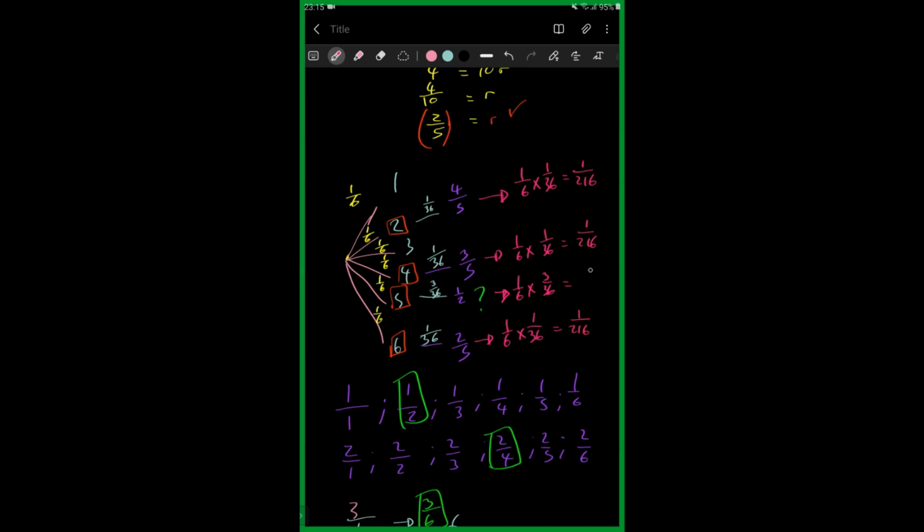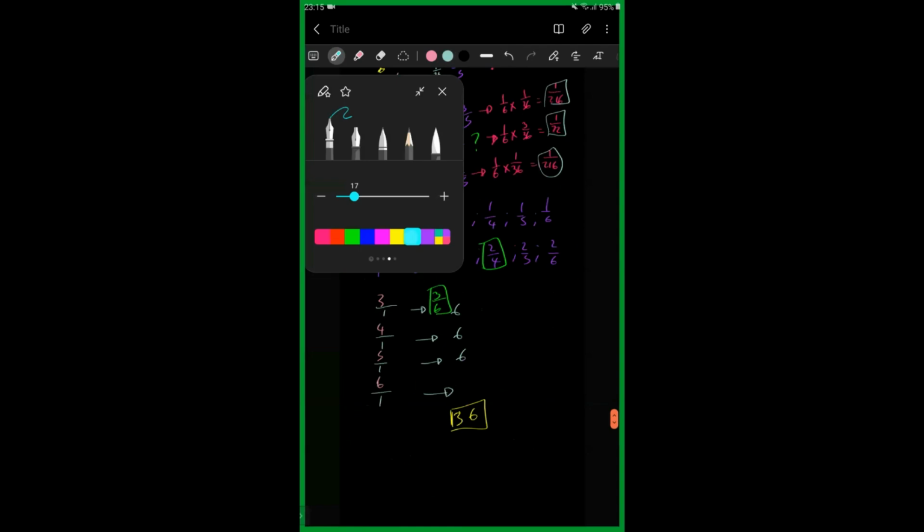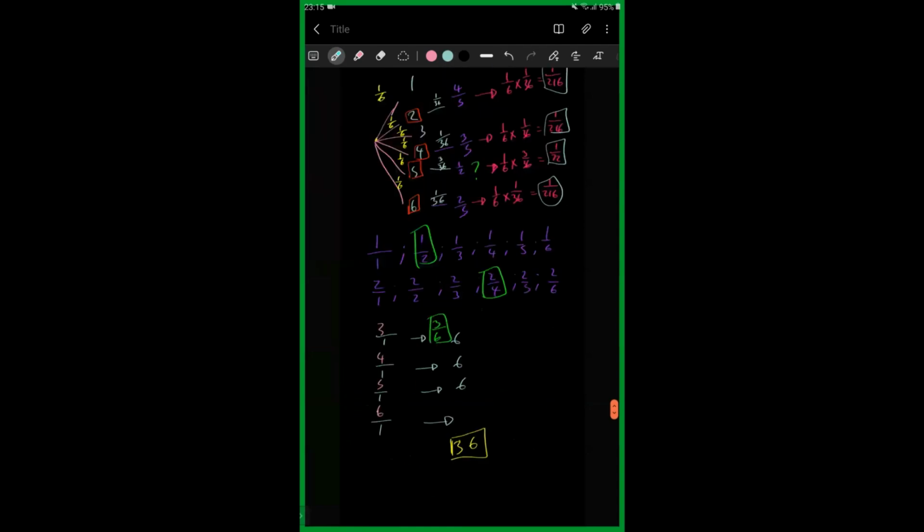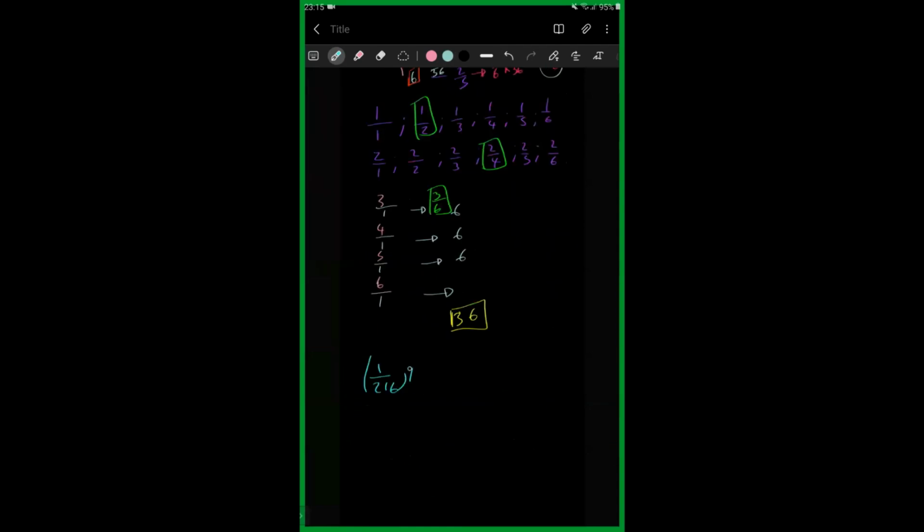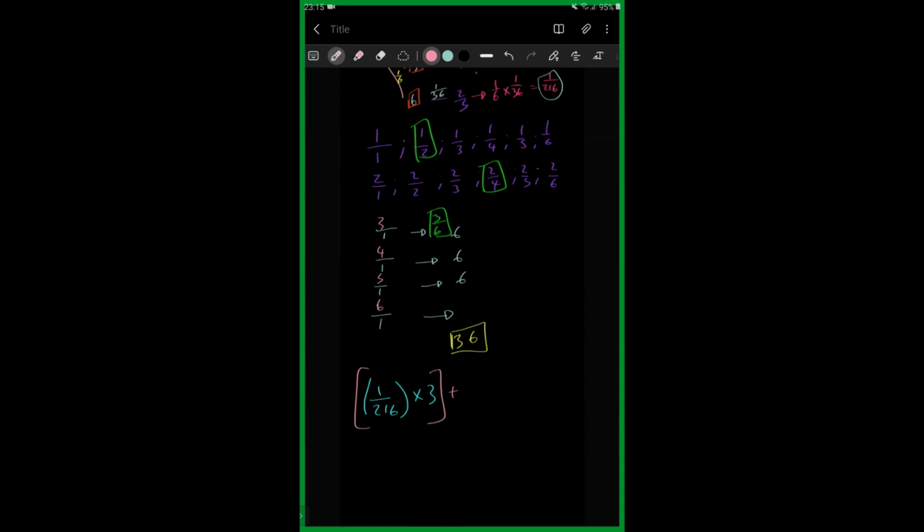So, yeah, after doing all this hard work, this answer seems quite interesting, but the logic behind it is all there. So you're going to add up these probabilities. You see, 1 over 216, you have 3 of those, right? And then we're adding 1 over 72.